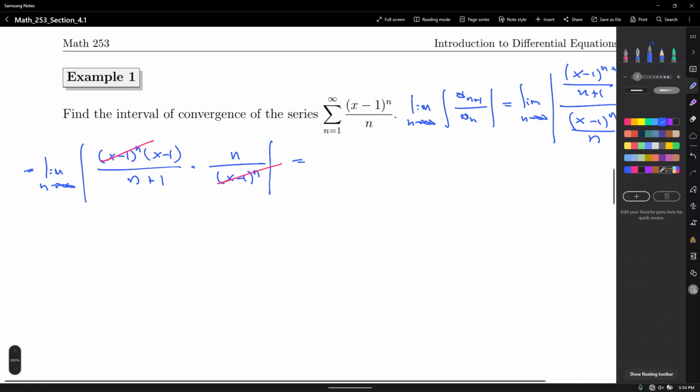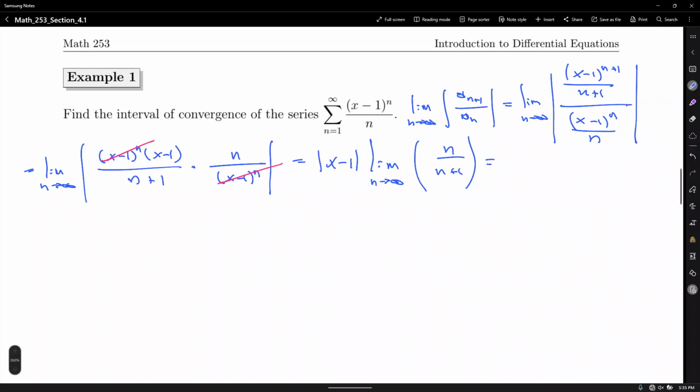When we're computing the limit, the dummy variable in this case is n. So this x minus 1, I'm going to take it out as the absolute value of x minus 1, because again, we don't have any idea of what the value of x is, so we better keep this absolute value. That is times the limit as n approaches infinity of n over n plus 1. What is that limit equal to? It equals 1. So we get the absolute value of x minus 1 times 1, which is the absolute value of x minus 1.